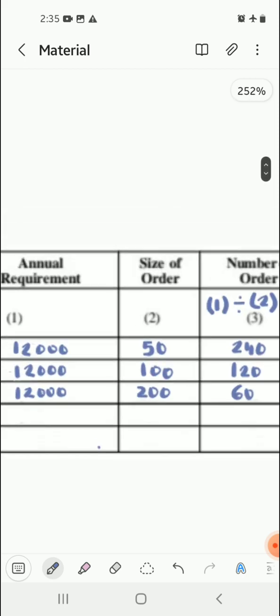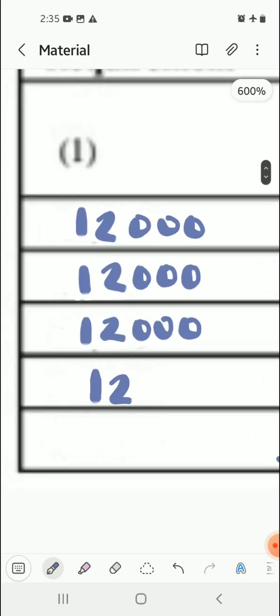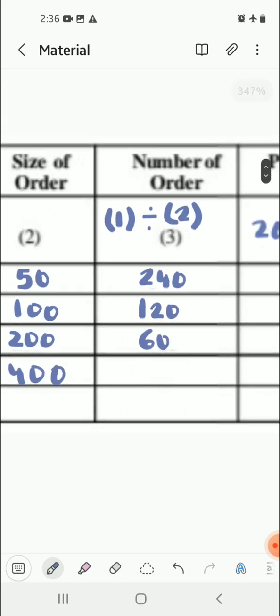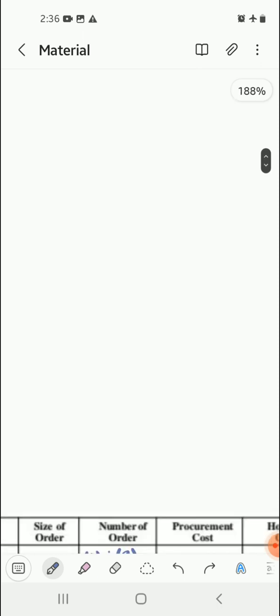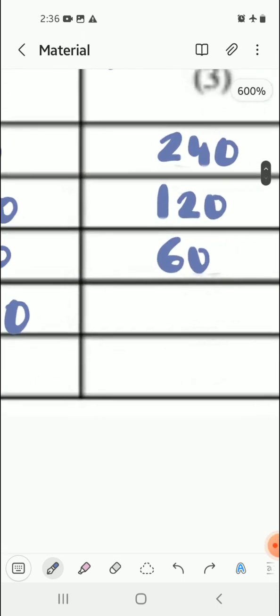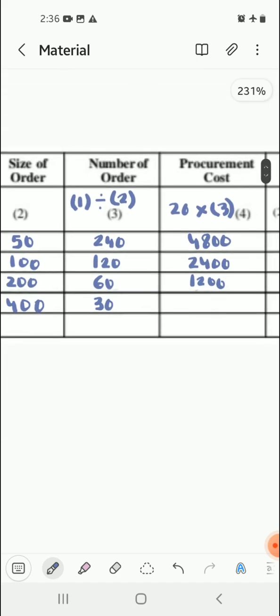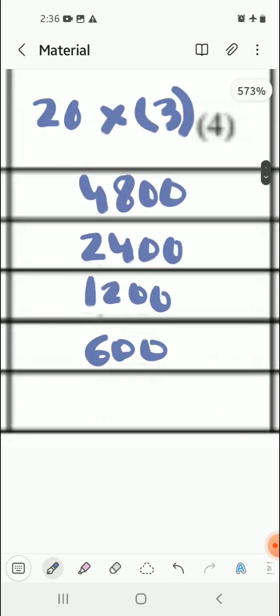Now we're going to increase the lot size. This time I'm going to double the lot size as we have been doing from the start. So this time I'm going to take the lot size as 400. Once we do that, 12,000 divided by 400 will be 30. I'm going to write it over here, 30. Now 30 into 20 will be 600. So we write 600 over here.